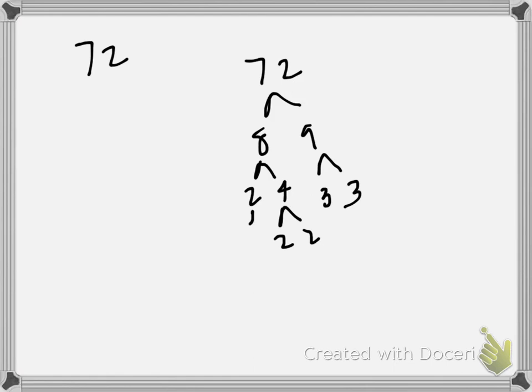Now, one thing that I would recommend is go ahead and bring this 2 down. It seems a little silly maybe, but I've seen so many people lose these as they're going on down if they don't bring them all down the same number of steps. Okay, so my prime factorization of 72 is 2 times 2 times 2 times 3 times 3.